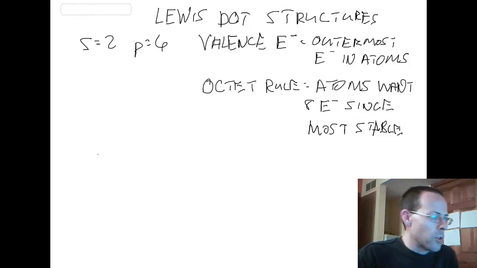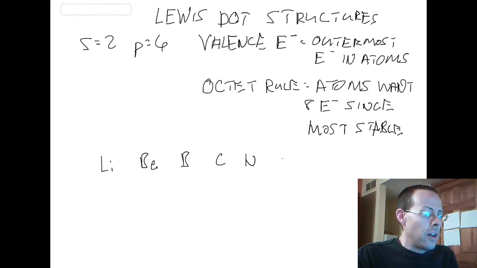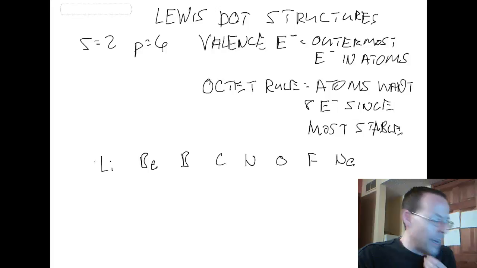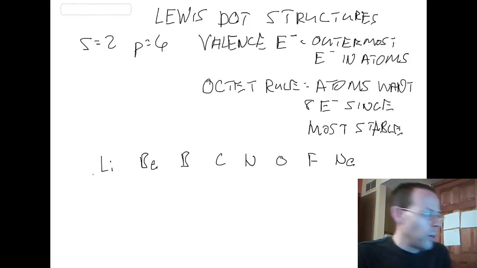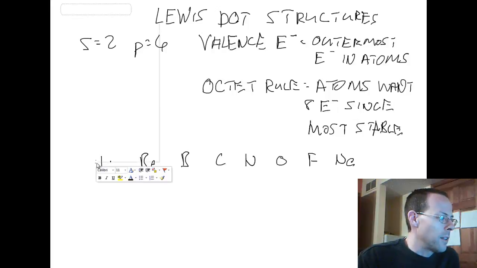And all we're going to do for this first one is go across the second row of the periodic table. So we have lithium, and next to lithium we have beryllium, then boron, carbon, nitrogen, oxygen, fluorine, and then eventually neon. So that's 8 elements. Our first element, lithium, has 1 electron in the second energy level. We call it 2s1. So we're just going to put 1 dot there to symbolize that 1 electron around lithium.